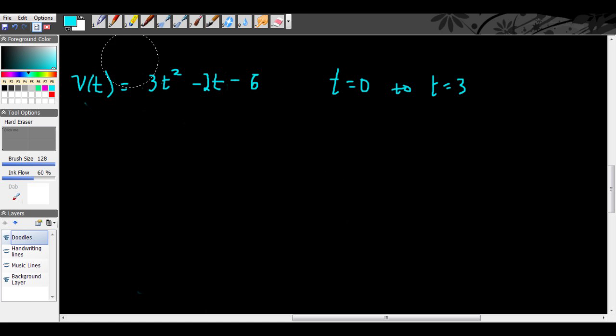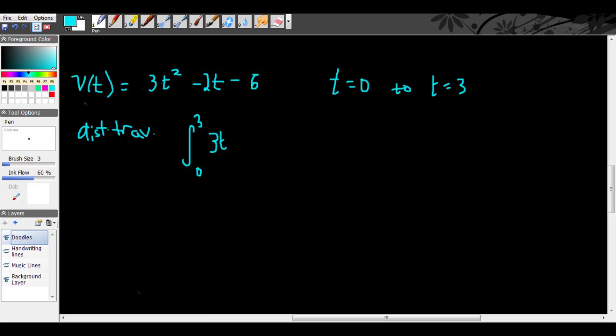So here we have a problem. V of t is equal to 3t squared minus 2t minus 6, and t is from 0 to 3, and we're trying to figure out the distance traveled. So let's do that. Let's take the integral from 0 to 3. If you already know this, just follow along because I'm going to do it anyways.